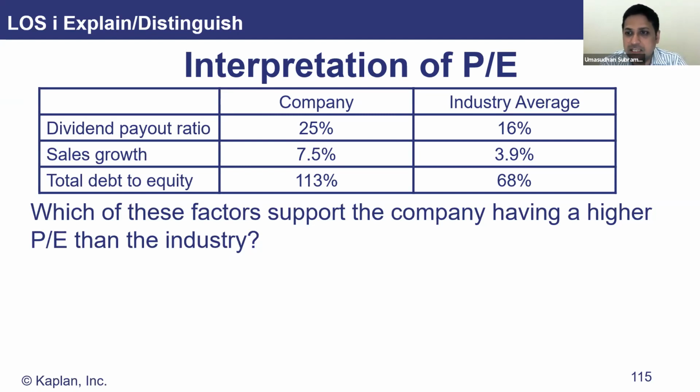So what does that mean? That means the estimated rate of return, the required rate of return of this particular stock is higher than the industry. Would that be supportive of higher PE ratio or no? What do you think about it?